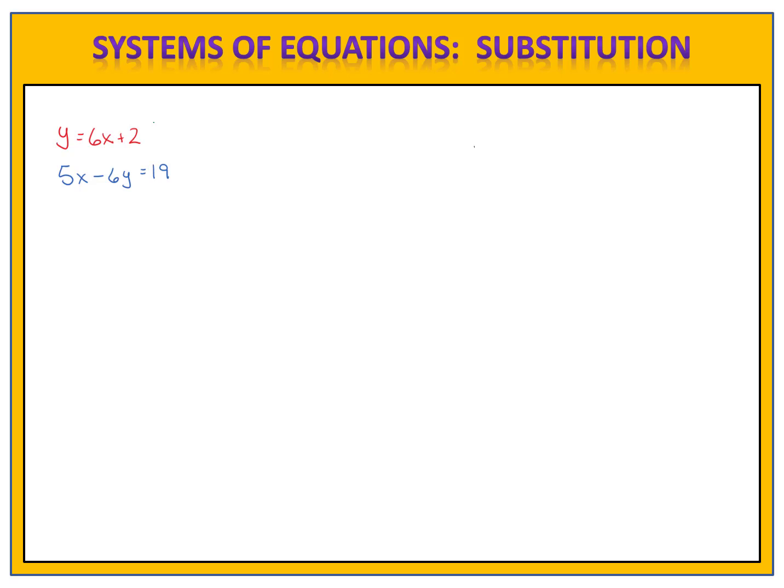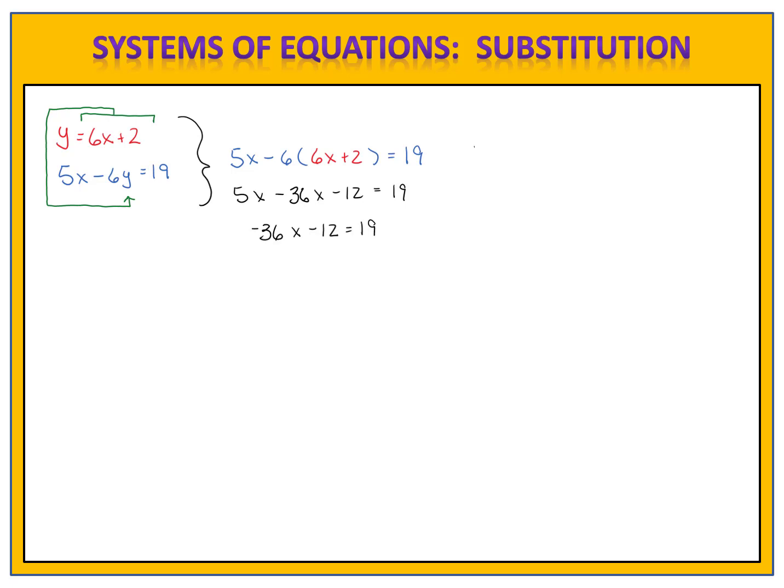We look at our equations and we see that the red equation is solved for y. Y equals 6x plus 2. Y is the same as 6x plus 2, so we can replace the y in the blue equation with 6x plus 2. That essentially gives us 5x minus 6 times 6x plus 2 equals 19. We use the distributive property, combine like terms, and then use the properties of equality in order to solve the equation. We find that x is equal to negative 1.